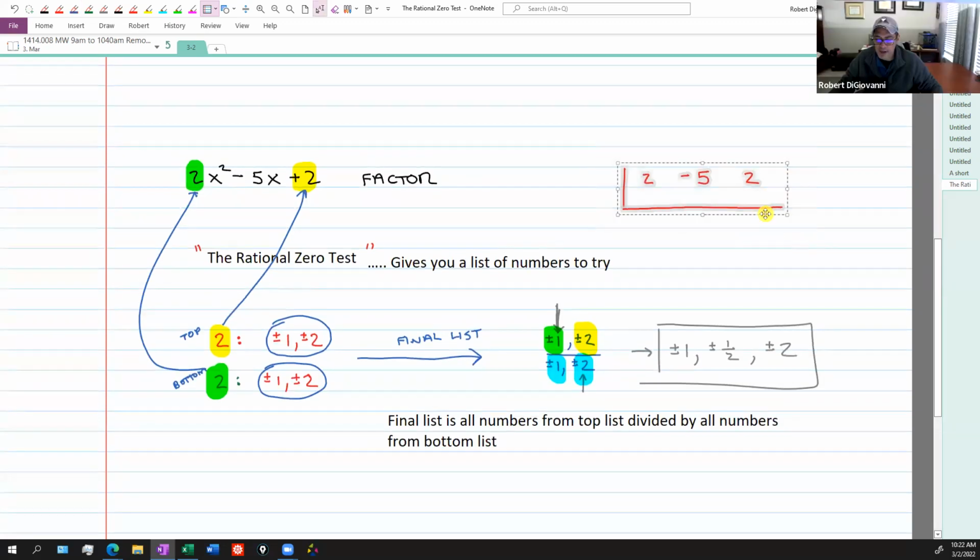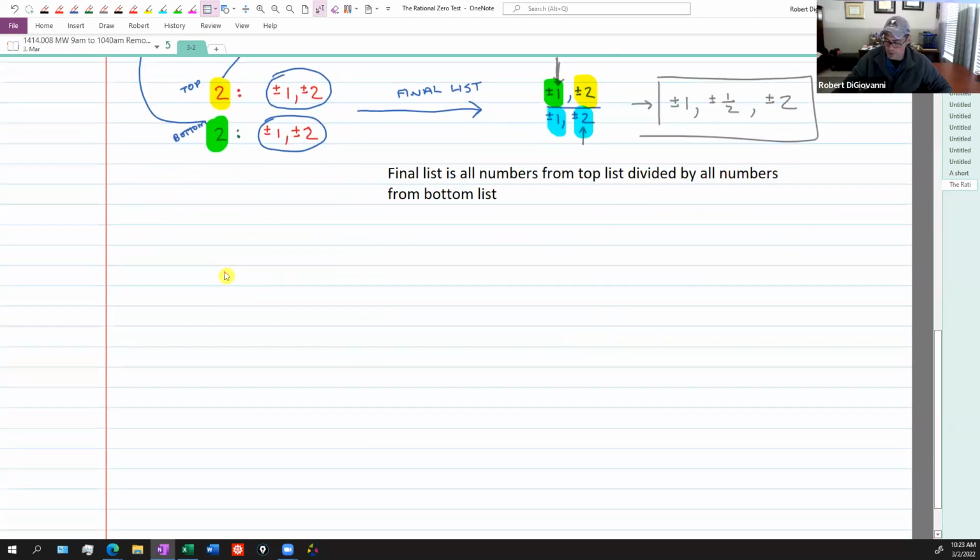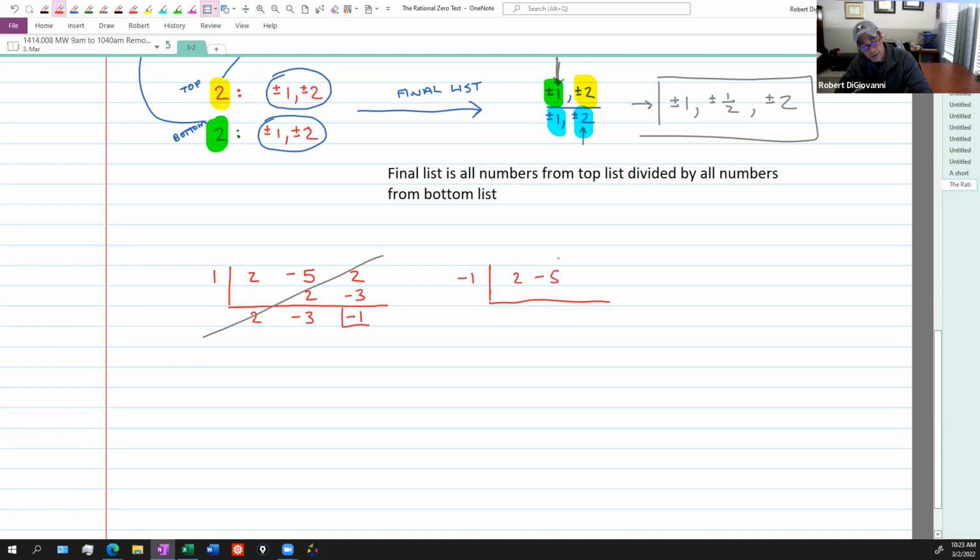So I'm going to take this synthetic division and do it starting with 1. 2 comes down, 1 times 2 is 2. Add down, I get -3. 1 times -3 is -3, and when I add down there, I get -1. And you know what? That's not 0, right? Didn't work. Now I try -1. Yes, you have to do this repeatedly. Sorry, I wish I had better news for you.